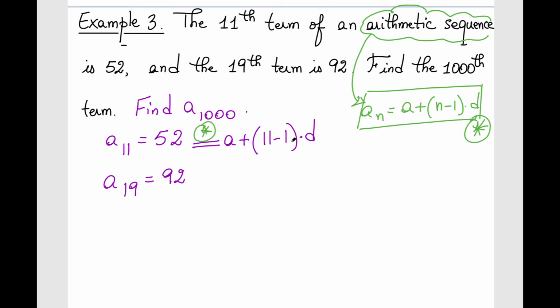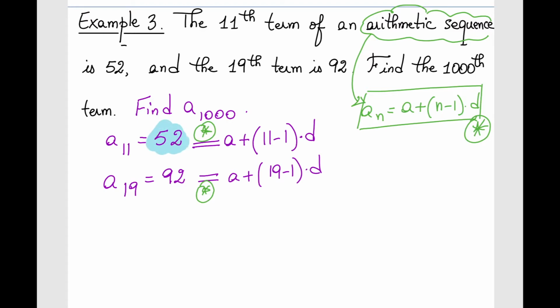And a19, when n is 19, I get a19. This is also by asterisk. I get that this is equal to, when n is 19, a plus 19 minus 1 times d. Correct? So let me highlight the two things that are important.